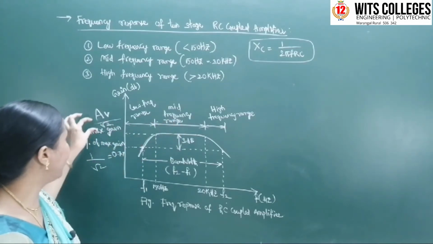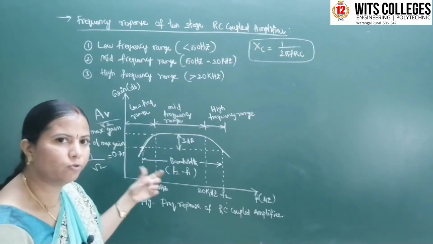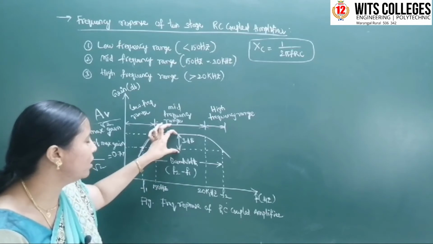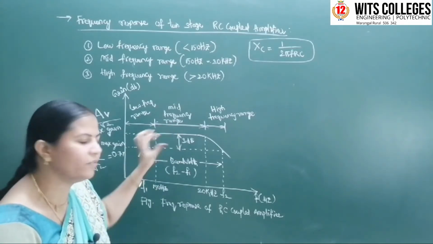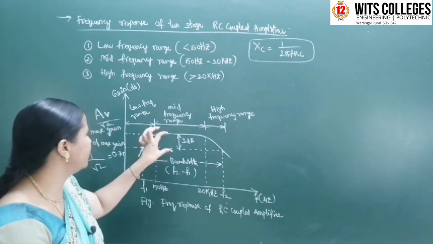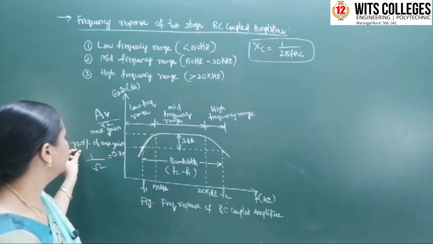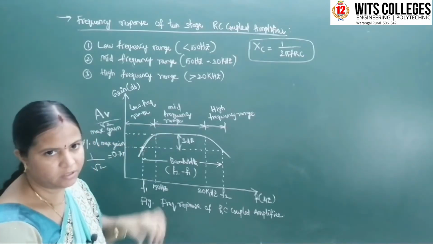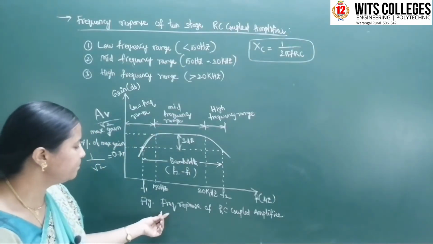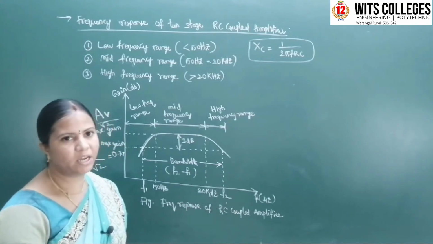So for the maximum gain we are calculating 1 by root 2. This is nothing but 1 by root 2, or it can also be named the 3 dB difference. The difference between the maximum gain and 70.7% of maximum gain is nothing but 3 dB. So this is about the frequency response of RC coupled amplifier.